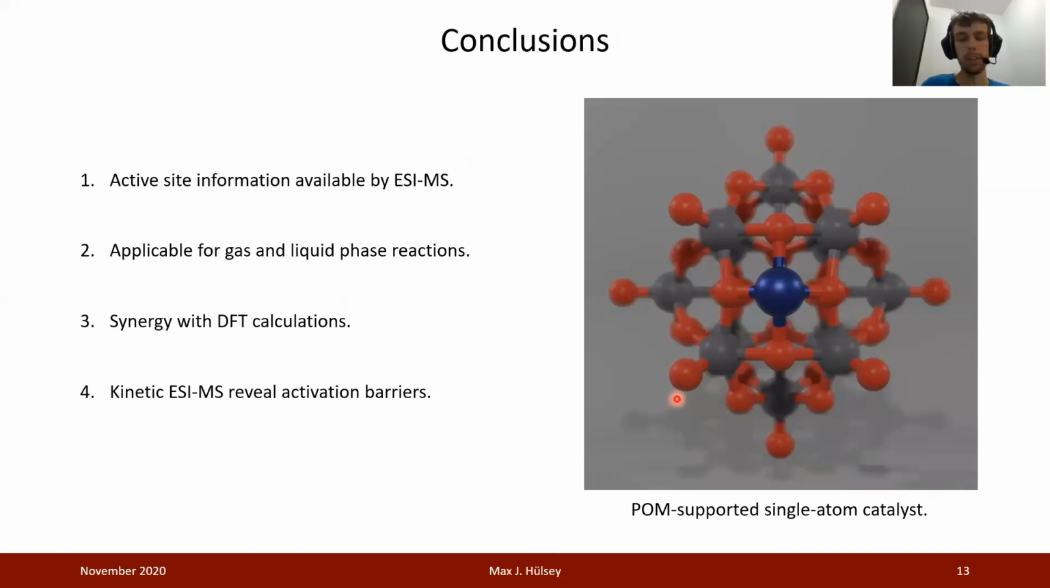In conclusion, I hope I could convince you that we are able to get a lot of active site information by ESI-MS, that this approach is applicable for both gas and liquid phase reactions and is not dependent on one particular kind of catalyst. Although for now, we have to resort to some soluble model metal oxide species. There's a great synergy with DFT calculations, since we know the exact stoichiometry and we get some idea about the binding pattern based on the fragmentation of each of those intermediates. Kinetic ESI-MS can reveal activation barriers between each of those intermediates.